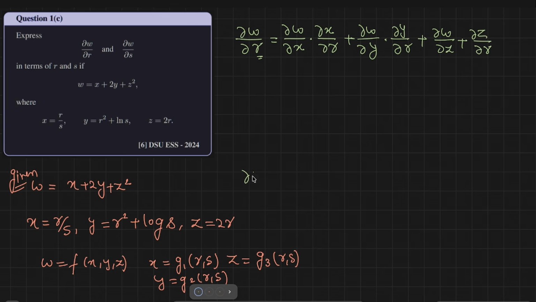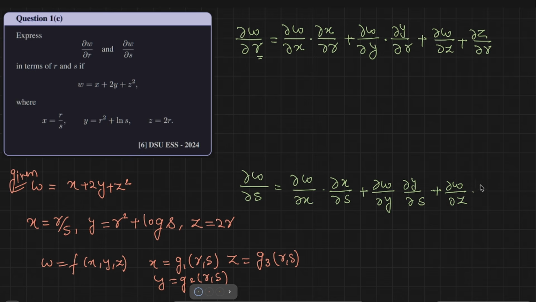Similarly, if you want to get the partial derivative with respect to s, then it will be the partial derivative of w with respect to x times the partial derivative of x with respect to s, plus the partial derivative of w with respect to y times the partial derivative of y with respect to s, plus the partial derivative of w with respect to z times the partial derivative of z with respect to s. Now you find out all these values.